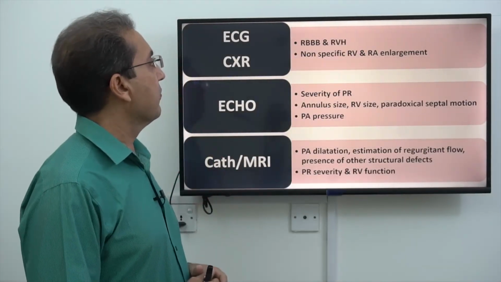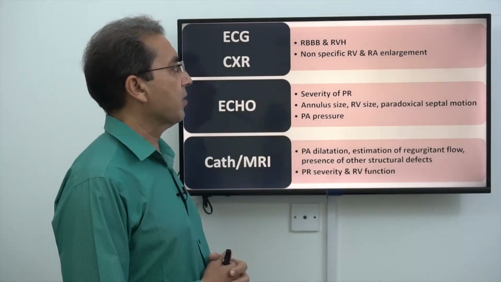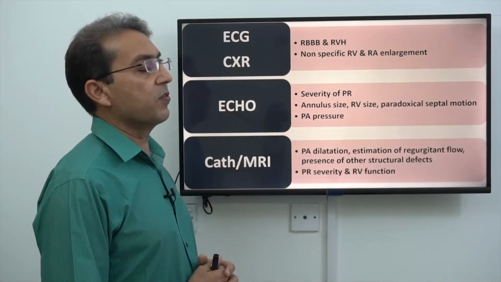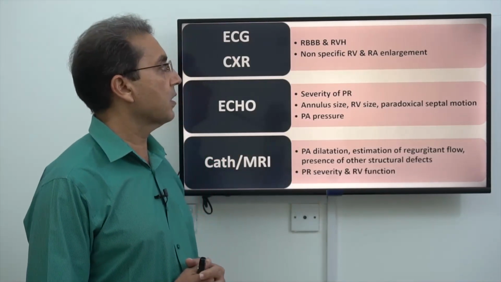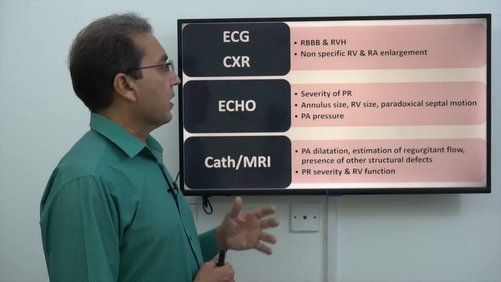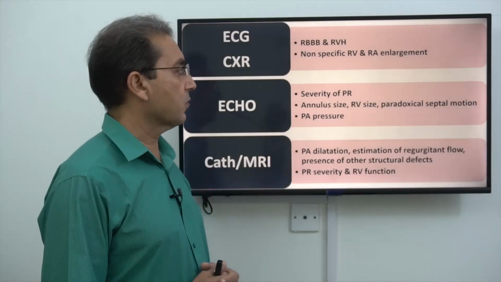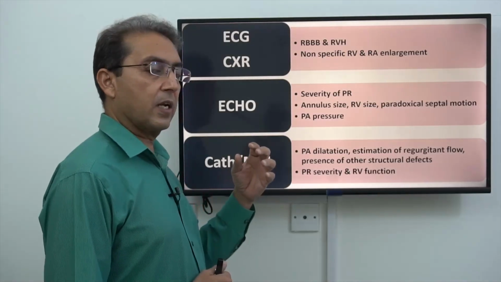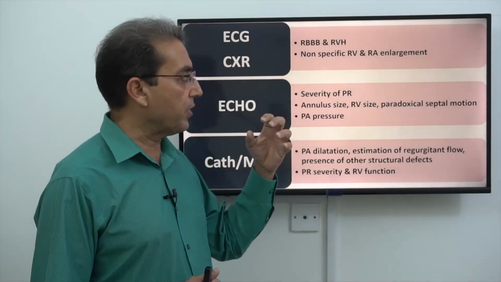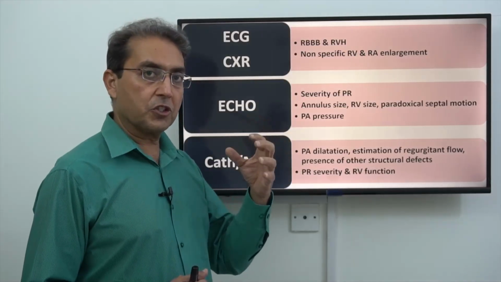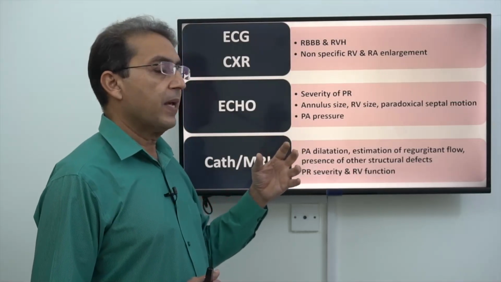Now, when we investigate, we may find on ECG there is right bundle branch block. There may be evidence of right ventricular hypertrophy. Chest X-ray may reveal non-specific enlargement of the right atrium and the right ventricle. The echo can tell us about the severity of the pulmonary regurgitation, because this is the investigation of choice for making a diagnosis. It can tell us the size of the annulus, the size of the RV, the size of the right atrium, the functioning of the right ventricle, and the paradoxical septal motion.